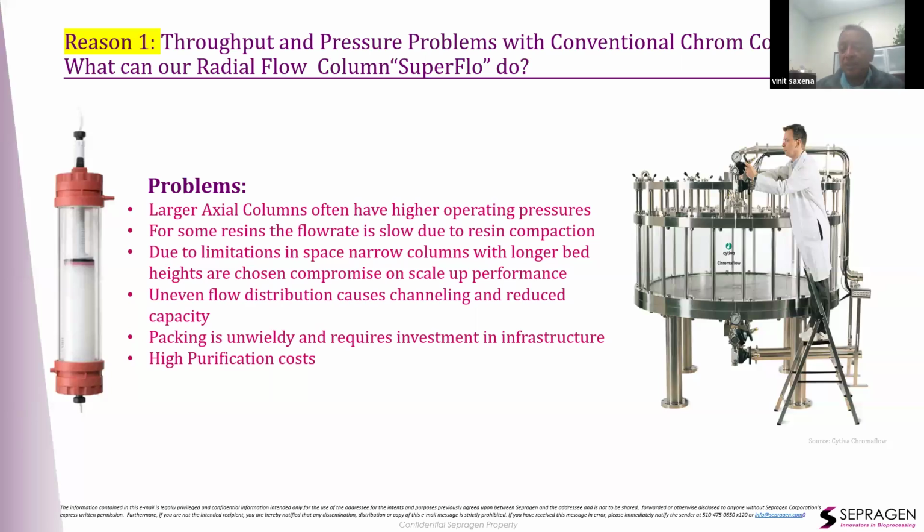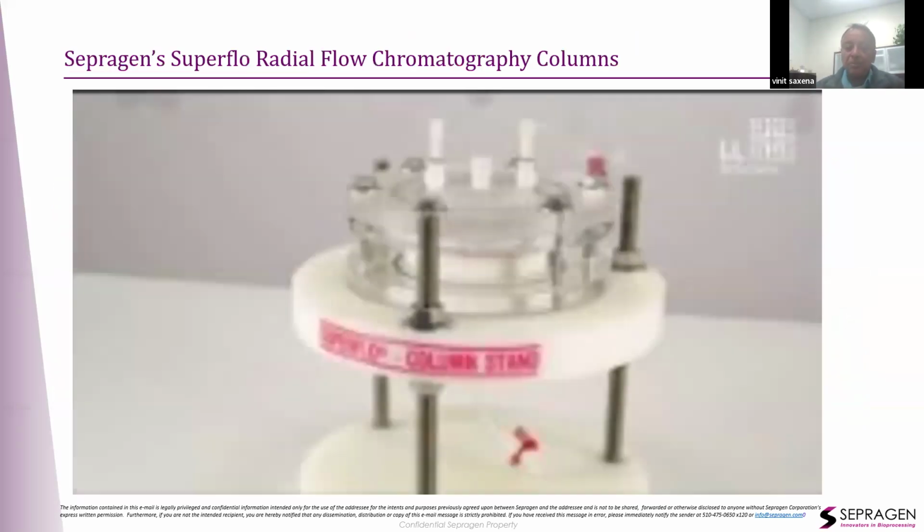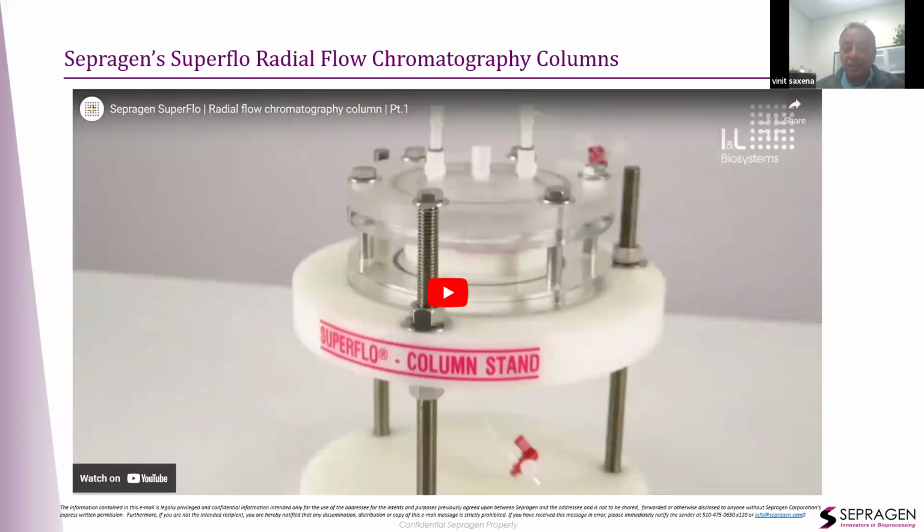So overall, downstream processing costs are higher than upstream costs and account for the majority of the costs of a biological process. And the column is the dumb end of chromatography. People say that the smart side is the resin. Well, if you don't have the right column, it takes all the performance out of the resin and compromises your resin performance. So here's a short video that I'd like to share with you about radial flow columns.